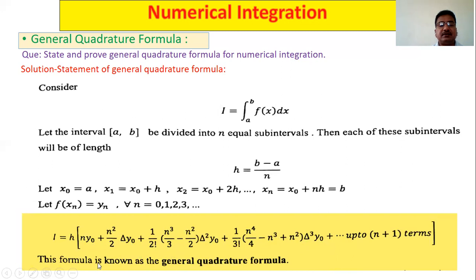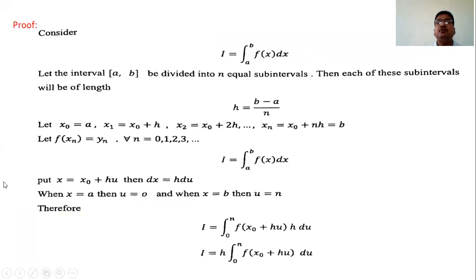So this is the formula called the general quadrature formula. This is the statement of the general quadrature formula. Then the proof of the general quadrature formula.